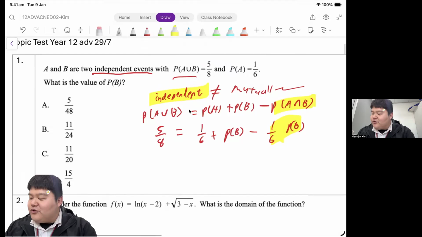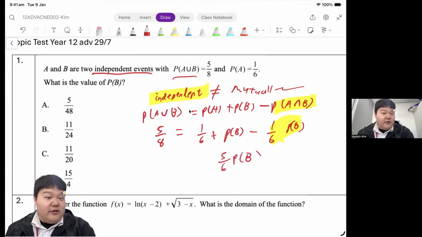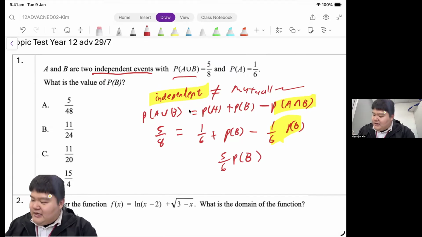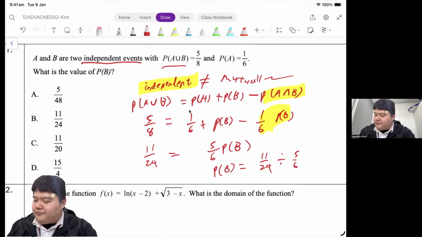And that is 1/6 of that. Now, all we've got to do is say, this is 5 over 6 PB. I know some of you guys can't do fractions very well. That pisses me off, of course, but it is what it is. 11 over 24 equals that. That means PB equals 11 over 24 divided by 5/6.